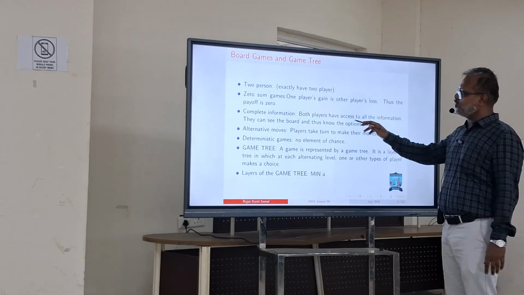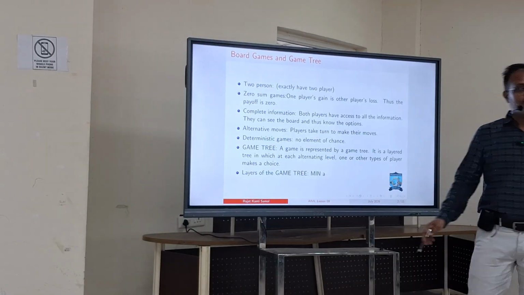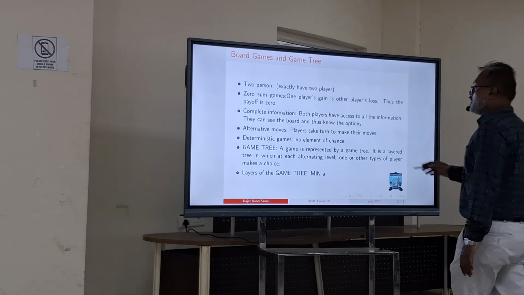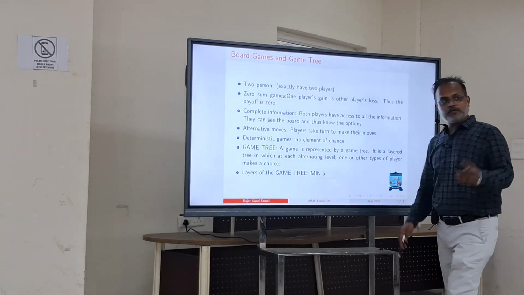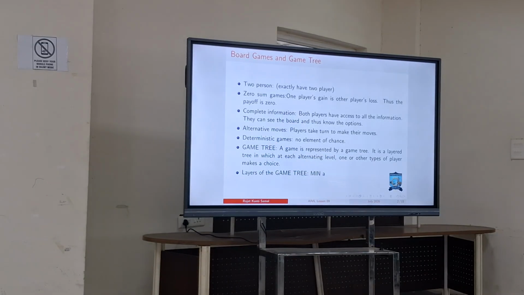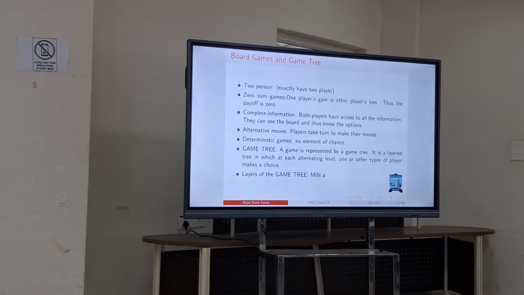Complete information. Both players have access to all the information. They can see the board and thus know the options. Okay. When you play a board game, you have all the information about the board game. Alternative moves. Players take turns to make their moves. Okay. Maybe chess is one example.